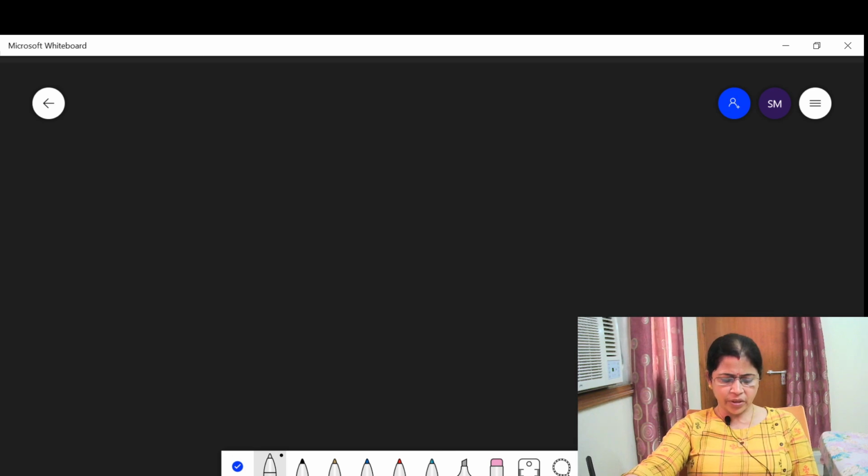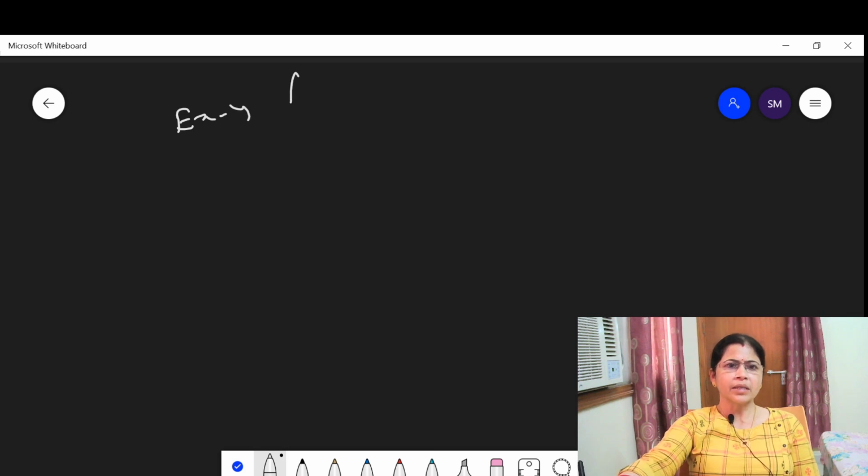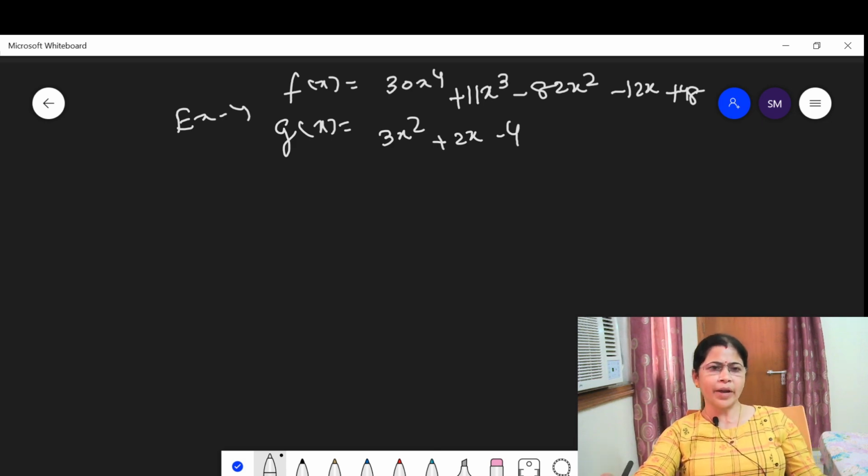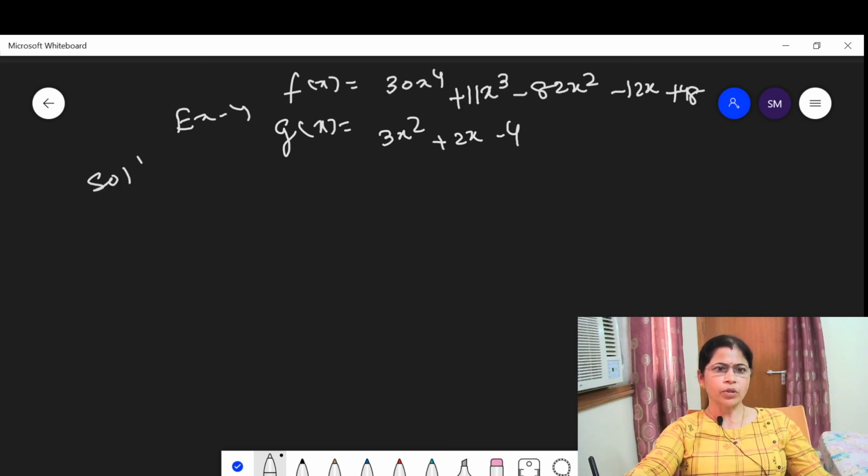Here is another example. In this example 4, f(x) is given, f(x) is equal to 30x fourth plus 11x cube minus 82x square minus 12x plus 48, and g(x) is equal to 3x square plus 2x minus 4. Here also we have to find the quotient and remainder. Now let us solve the question.